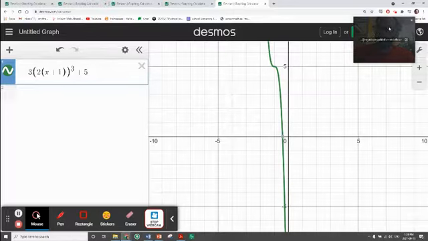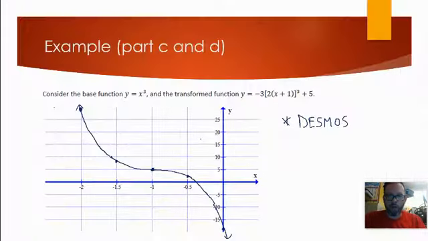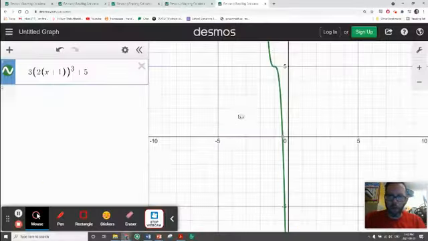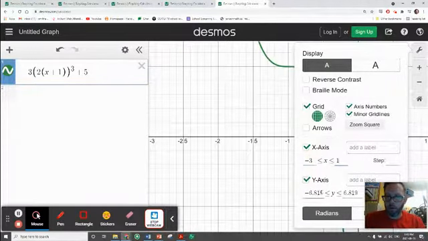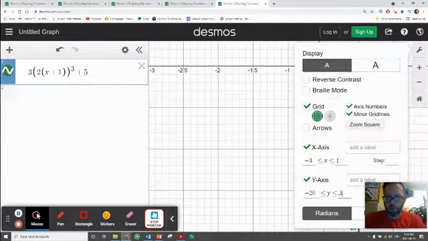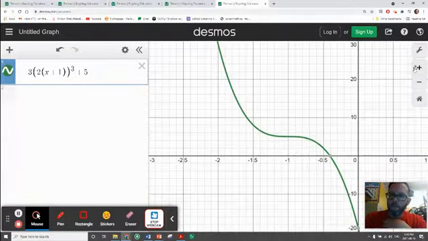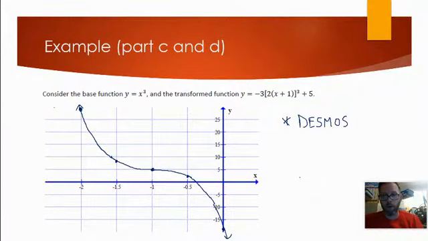Now if I make my scale look a bit more like the one in our notes: from -3 to 1 and -20 to 30. Okay. Now we have a really good comparison, and you can see that the Desmos graph and our graph at home look very similar. We did a good job.